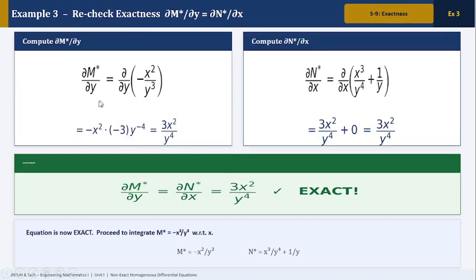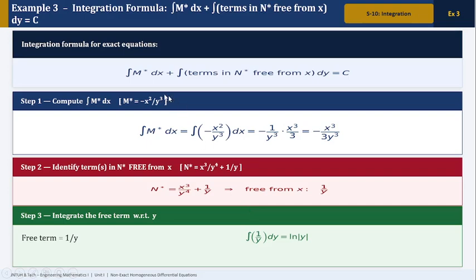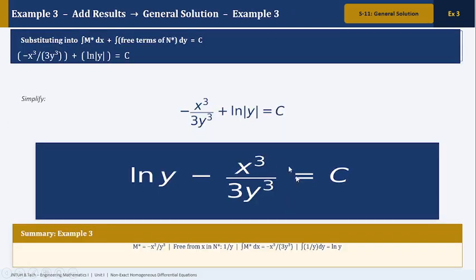Verify the condition for exactness. So dou M star by dou y and dou N star by dou x give the same function, 3x squared by y power 4. Now find the general solution. Integration of M star dx, integration of minus x squared by y cubed dx, and here y is constant, right? Minus 1 by y cubed times the integration of x squared, which is x cubed by 3. So this is minus x cubed by 3y cubed, and the term in N which is free from x is 1 by y, integration of 1 by y is log y. Add step 1 and step 3 results. Our final general solution is minus x cubed by 3y cubed plus log y equals c.